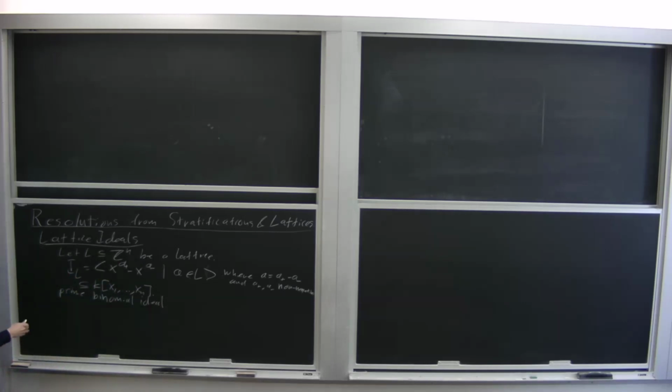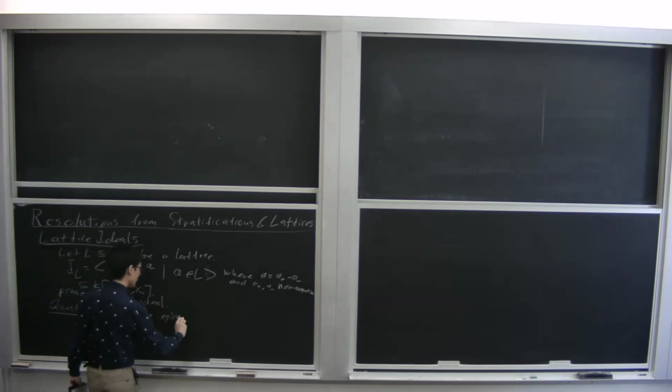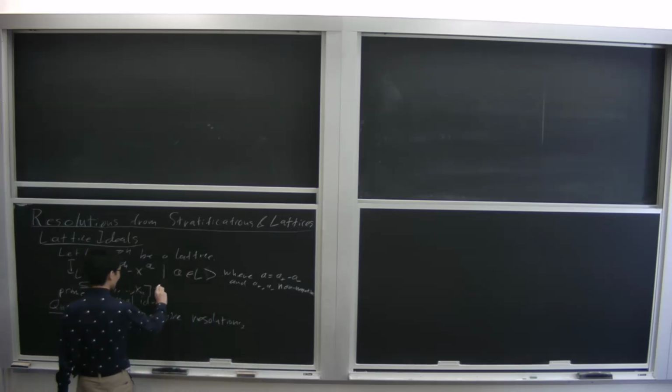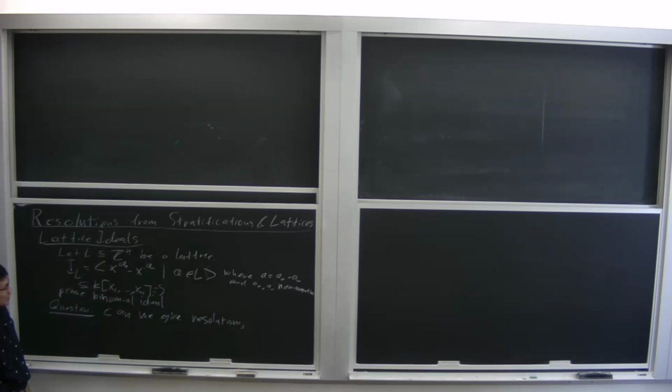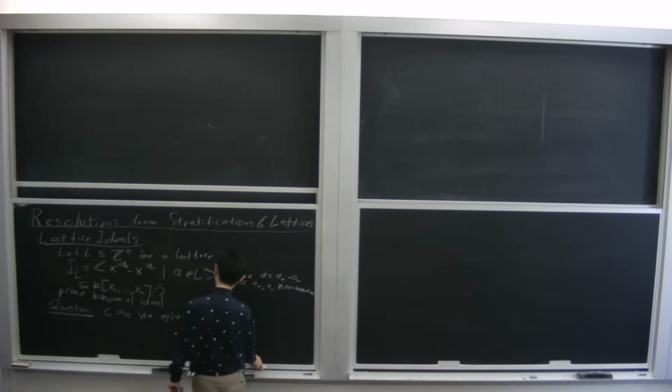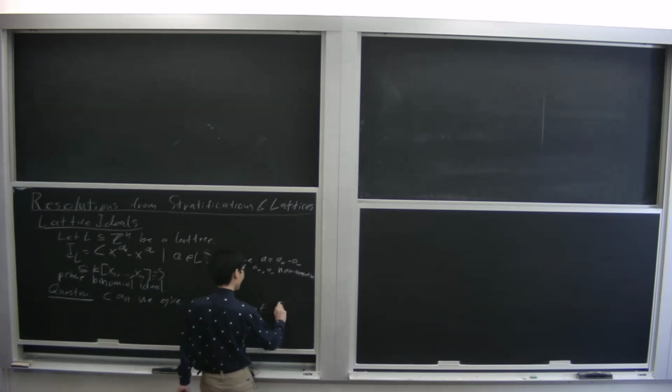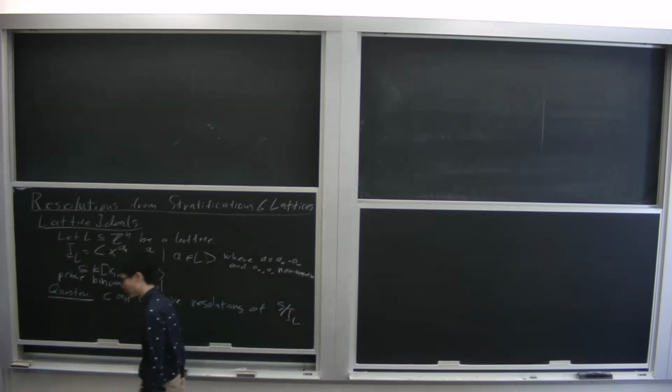And the point here is that we're going to start by asking, how do we resolve? So the question: can we give resolutions? I should give this ring a name. Let's call that S. Every ring today will be S, essentially. It'll just be a different ring every time I write S, unfortunately. I don't want to have five different ring names, but they're all going to be polynomial rings, so it'll be fine. Can we give resolutions of S mod I_L?